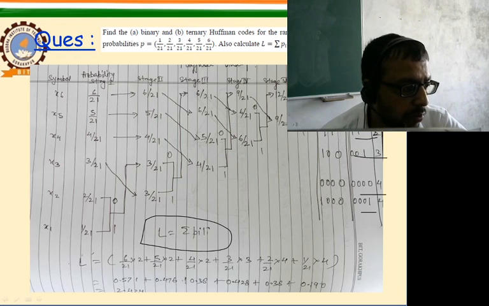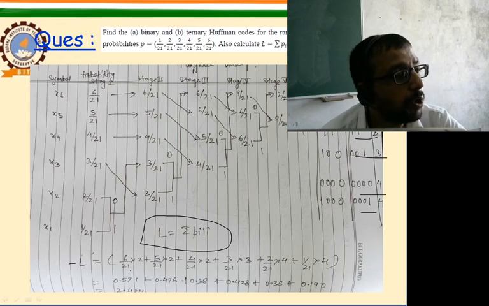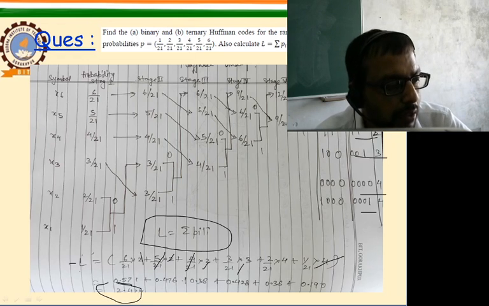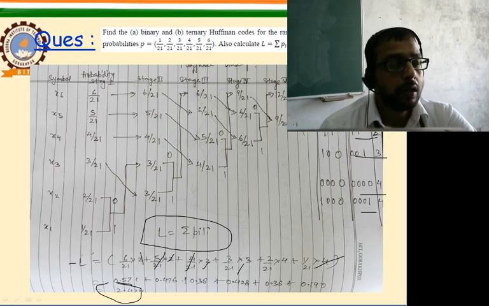Simply, that is the formula L. The first probability 6/21 has length 2, 5/21 into 2, then 4/21 into 2, then 3/21 into 3, then 2/21 into 4, and 1/21 into 4. Simply by using the calculator and solving, finally we get 2.424. This is the expected length in the Huffman binary coding.